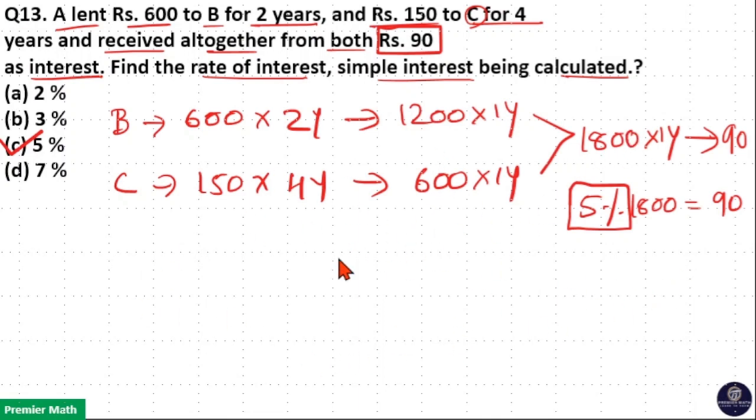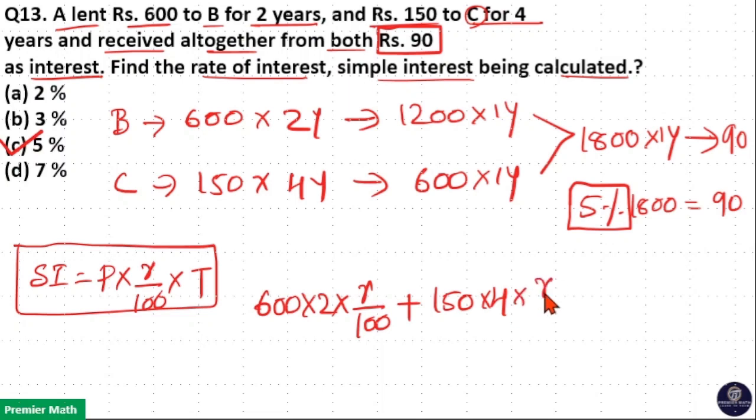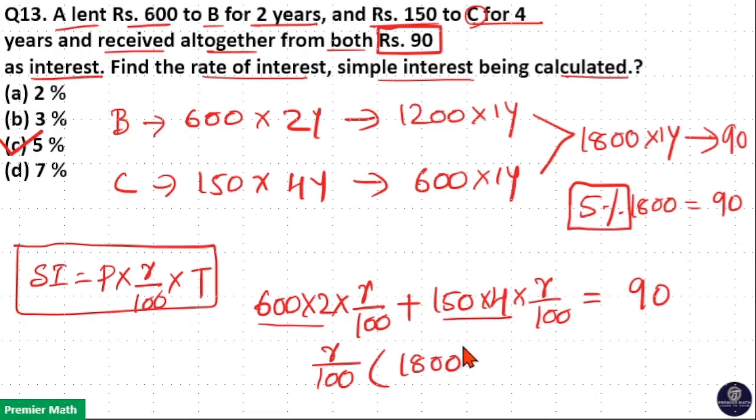Or you can find this answer using formula as well. That is, simple interest is equal to principal into rate into number of years, that is time period. Now, if you put this in formula, 600 rupees principal for 2 years at R percentage rate plus 150 rupees principal for 4 years at R percentage rate gives you interest 90 rupees. Now, if I take R by 100 as common, then 600 into 2 plus 150 into 4 is 1800 rupees, which is equal to 90. Now, 00 cancel, 18 goes 5 times in 90. That means rate is equal to 5% here. So, option C is your answer.